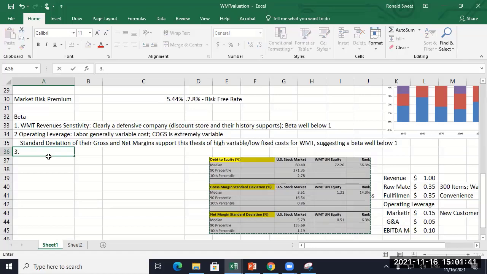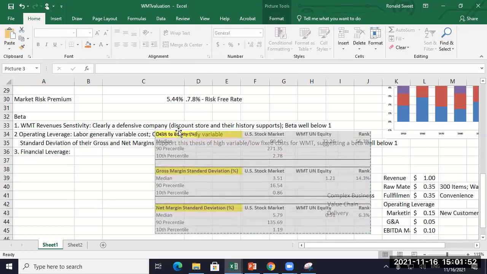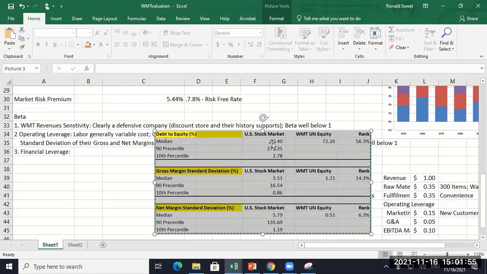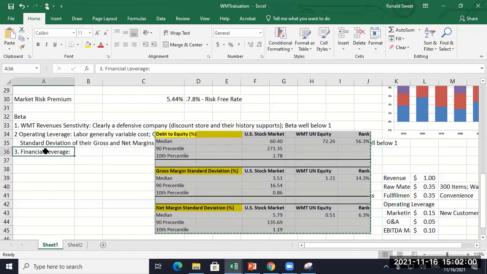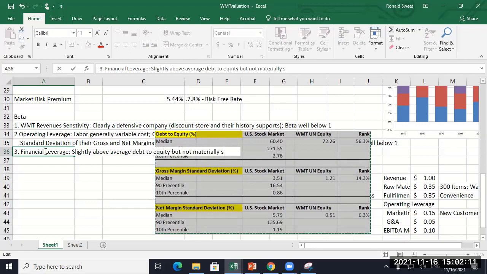And then the easy one, which is financial leverage. There you just look on the chart and how do they do there? Their debt to equity. This is their debt to equity. It's not the standard deviation of their debt to equity. Their debt to equity is 72%. The stock market average is 60%. So their debt's slightly above average. So slightly above average debt to equity, but not materially so. Little impact on beta.